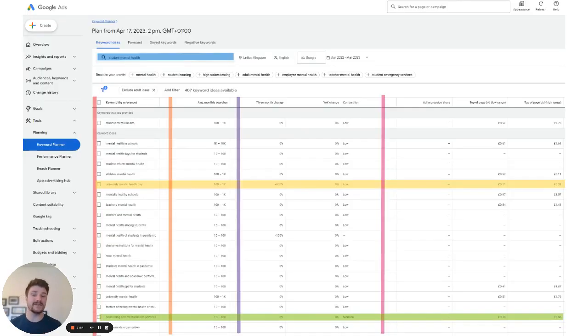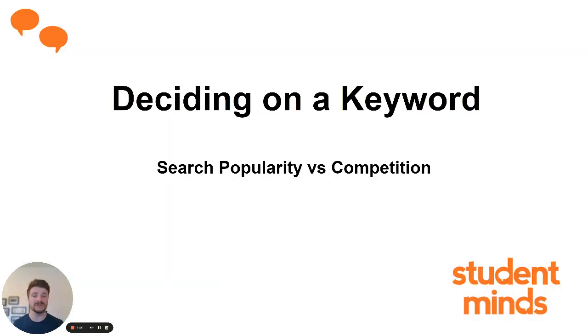Finally, highlighted in the pink column, we can see competition, and this is a really important column to review. When deciding on a keyword, you need to weigh up the word's search popularity versus the competition of that word and other sites trying to rank for the same keyword. Remember, it's all about getting to that first page of Google. This is where 90% of search interactions happen. We want to be getting our articles into the top 1 to 3 spots in the search page itself, or the SERP.